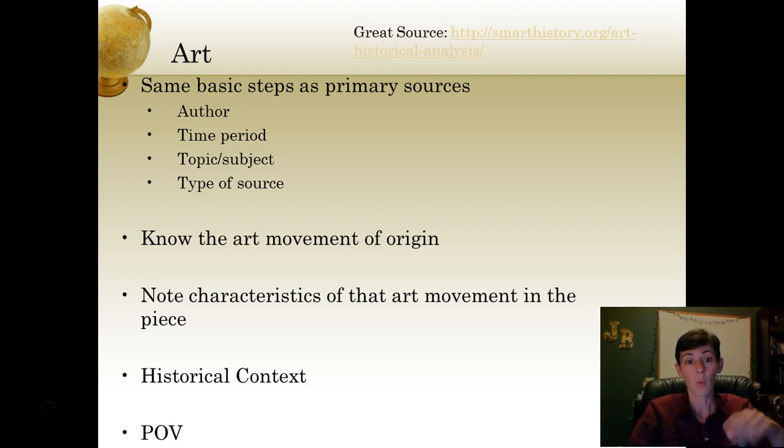Historical context. Once you identify that movement, then you can start to get an idea of what the history was at the time, and that's going to help you answer the questions about that piece. You also want to think about point of view. Was the artist paid to produce this piece? Was this a piece produced for art's sake? The artist produced it because they felt the need to. There was no other factor. Things of that nature. You're going to need to think about that.